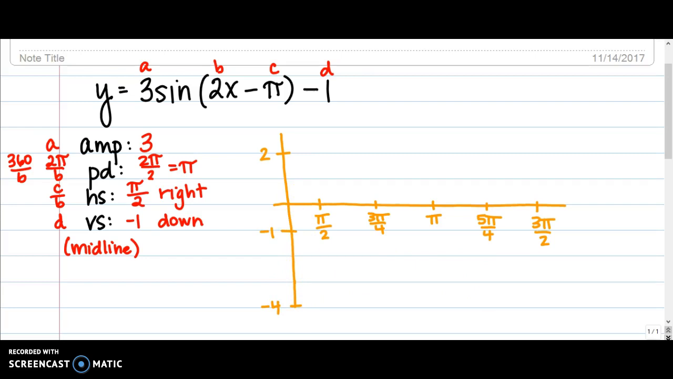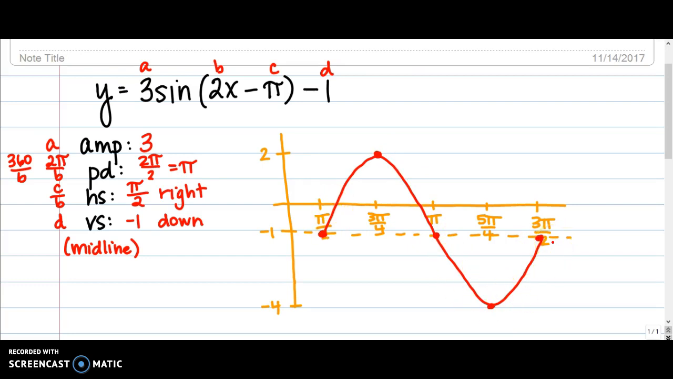Okay, so now we're ready to plot points. Remember, a sine starts on our midline, which I didn't draw in. So sine starts on the midline, which is at π/2. It heads up to that top amplitude, the maximum, back to the midline, hitting the bottom, and back to the midline. And then we have our nice, smooth curve. So that is one cycle of this sine equation.